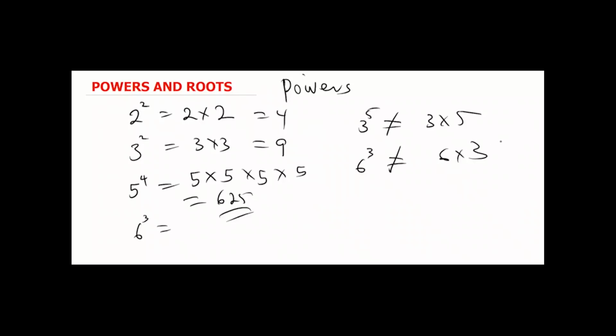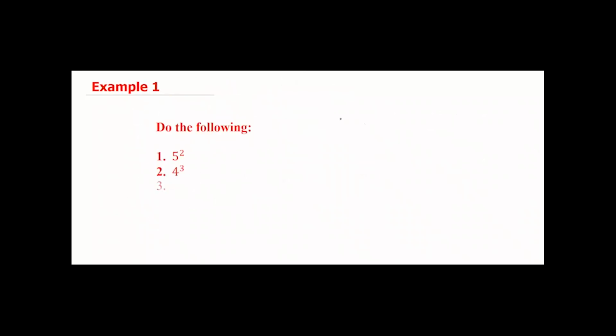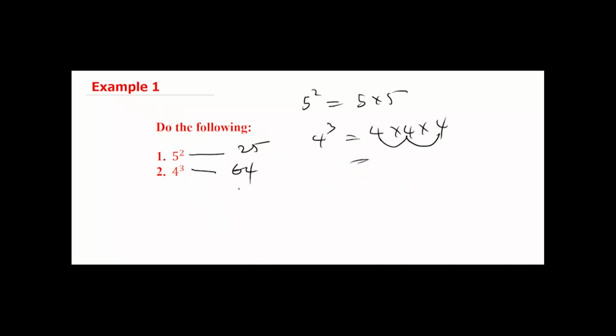So let's look into some examples. You're asked to do this. That is 5 to the power of 2. So it is the same thing as 5 times 5, and the answer to this is 25. And you have 4 to the power of 3. So this will be 4 by 4 by 4. And it will be 4 by 4, 16. 16 by 4, that will be 64. So the answer to this is 64.